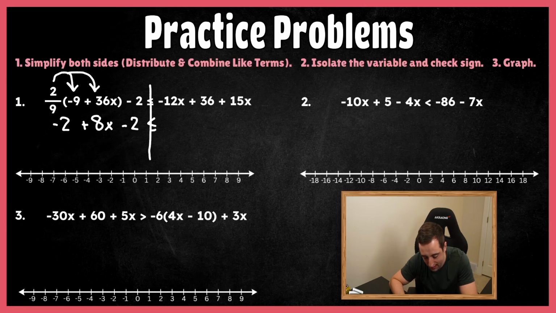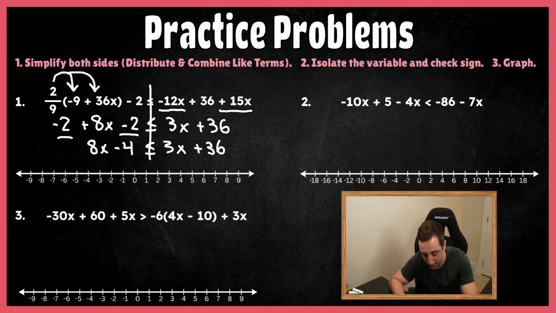And on the right side of the line, we do have some combining like terms here. So negative 12x and a positive 15x are like terms. So when we add those together, it's going to give 3x. And then we're going to bring down that plus 36. But on the left side, we don't want to forget we do have a little bit more combining like terms. So negative 2 minus 2 is going to be a minus 4. So we have 8x minus 4 is less than or equal to 3x plus 36.